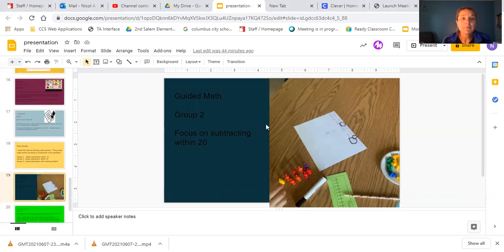Here's just a picture of a guided math group, and they're focusing on subtraction within 20. Here they were circling important numbers and words within the equation. They wrote their equation 2 different ways, because first they used teddy bear counters, and then they solved it another way by using a number line.